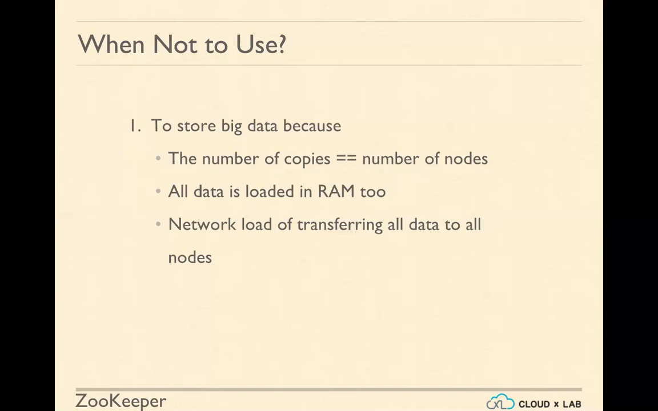The network load of transfer is really huge, because the bigger the data, the leader has to send all of the data to all of the nodes, and therefore there is a transfer cost involved in Zookeeper. So if you are adding more and more records of huge size, the network will be impacted.